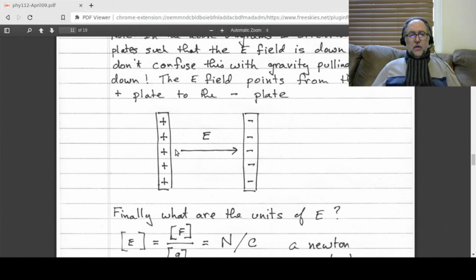Okay, so electric field, if the plates were oriented vertically this way, and you've got positive on this side and negative there, you would have an electric field pointing from the positive plate to the negative plate.